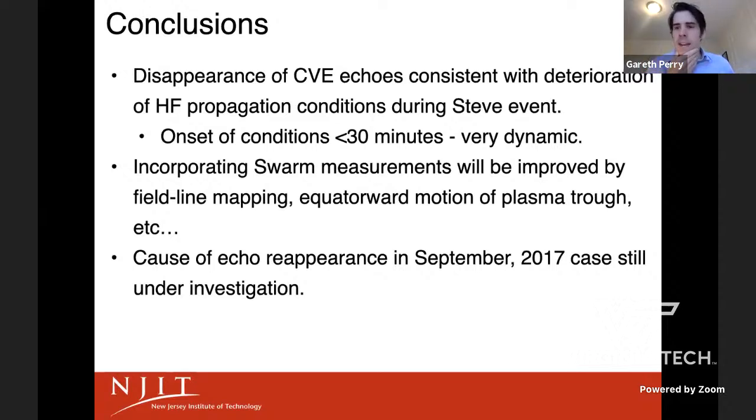The whole, in a nutshell, of this is that these Steve events have a significant impact and can have a very localized impact on HF radar propagation. And I think it's actually a very, very interesting thing to look at. And I'll leave it at that.